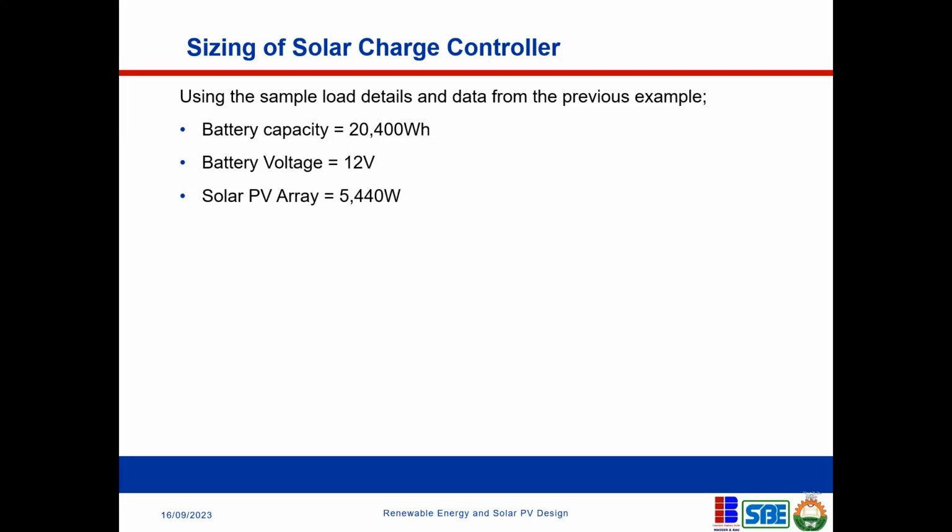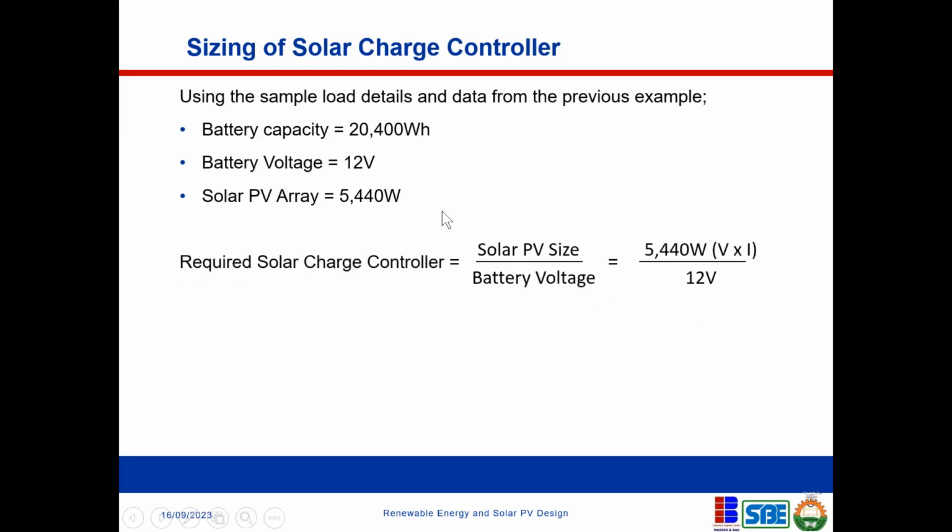So using the sample load details in the data from the same client that we have been calculating for, of course, we have a battery of 20,400 watt hour. We have a battery voltage of 12 volts and a solar PV array of 5,440 watts. So these are all what we have established already from our calculation. So now we want to size the charge controller that will be able to charge this battery. The battery is 12 volts, the battery capacity is 20,400 watt hour, and the solar panel is 5,440 watts.